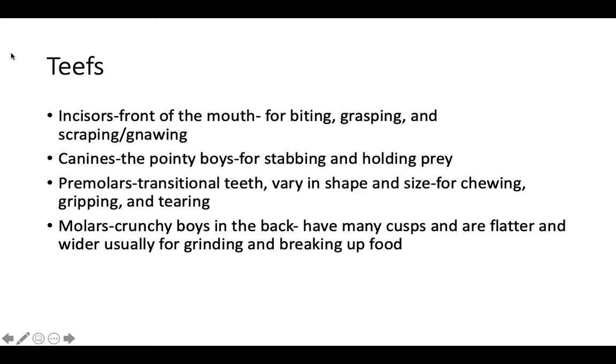Then you've got the premolars, which are also called transitional teeth, and they tend to vary in shape and size. So they perform lots of duties depending on what species we're discussing. They're typically for chewing, gripping, and tearing. And then you've got the molars in the back, which are for getting your crunch on. They have many cusps, little points, I believe, and tend to be flatter and wider, which is helpful for grinding and breaking up food.